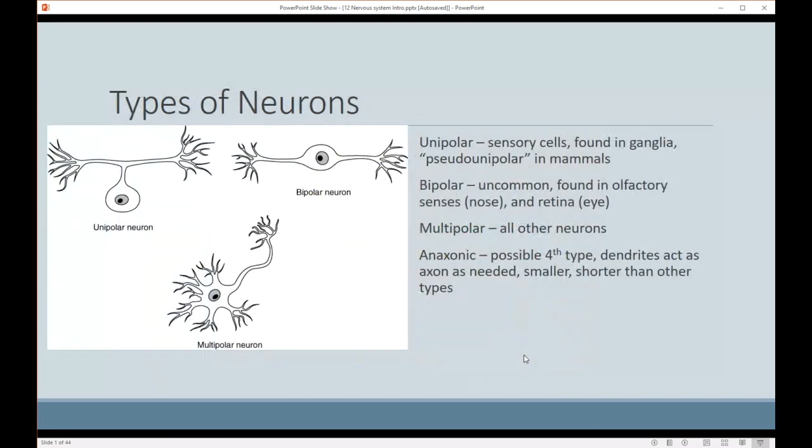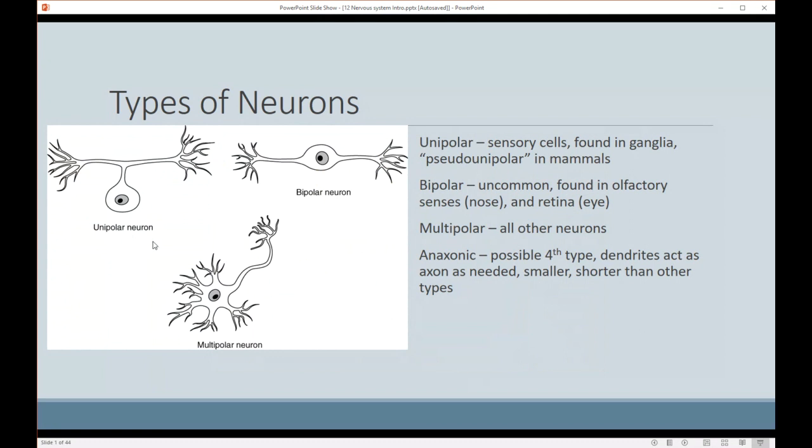Okay. So there's different types of neurons. There's unipolar neurons. Okay, this is called a unipolar. Okay, it's a sensory cell. It's found within the ganglia. Okay, with us in humans, we have what are called pseudo-unipolar. Those are found in mammals because we don't have any true unipolar cells. Bipolar here is uncommon. They're found in our olfactory senses, like with our nose, and then in our retina within our eye.